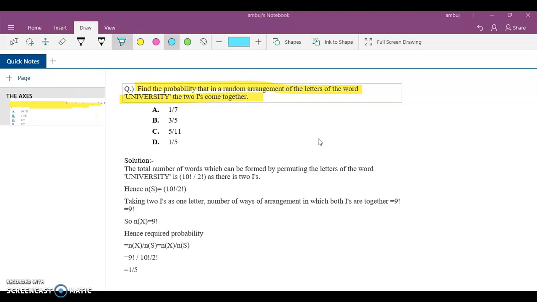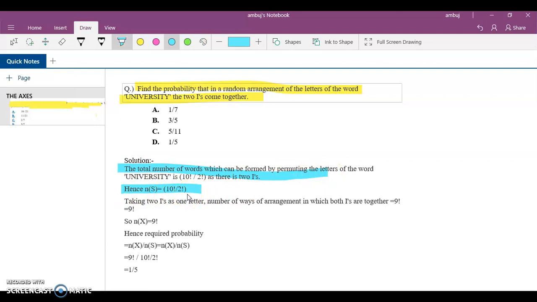So in this case I and s are repeating twice, and the length of the word is 11. So in that case your ns will be 11 factorial divided by 2 factorial into 2 factorial. The first 2 factorial is because of I, and the other 2 factorial is because there are 2 s's. So now seeing the solution, as you can see here, ns is 10 factorial divided by 2 factorial.